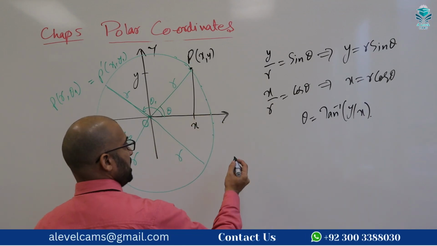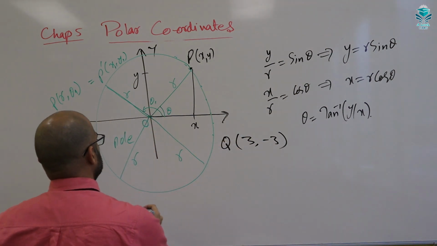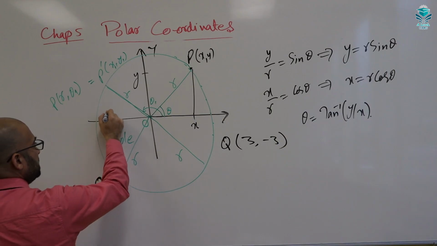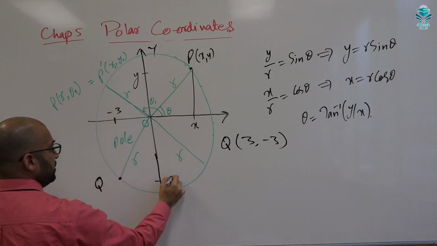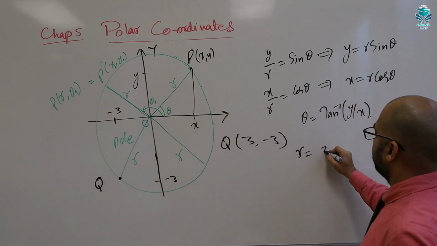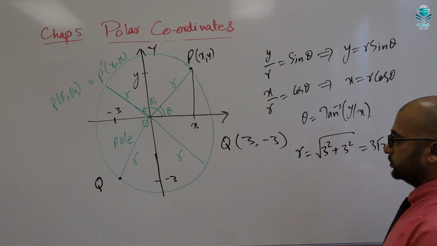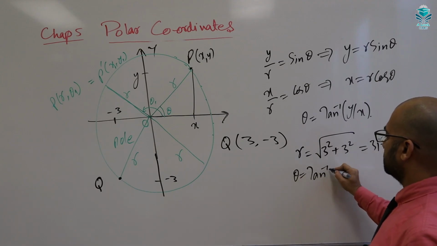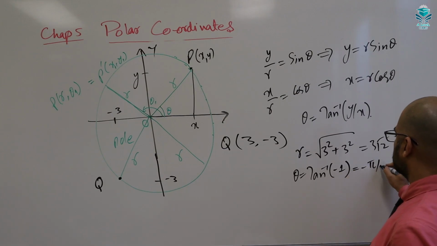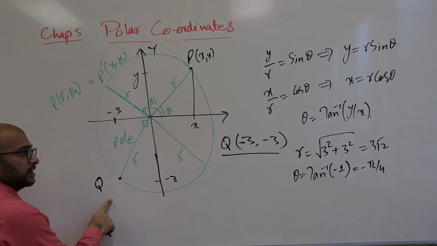So let's say we have a point minus 3, minus 3. Let's say this is a point Q. This point lies in, let's say, this position. This is point Q, minus 3 and minus 3. So student, the r is defined as the square root of 3 squared plus 3 squared, which is 3 square root 2, and theta is defined as tangent inverse of 1, so it will be pi by 4. Sorry, minus 3, the point Q lies in the third quadrant.